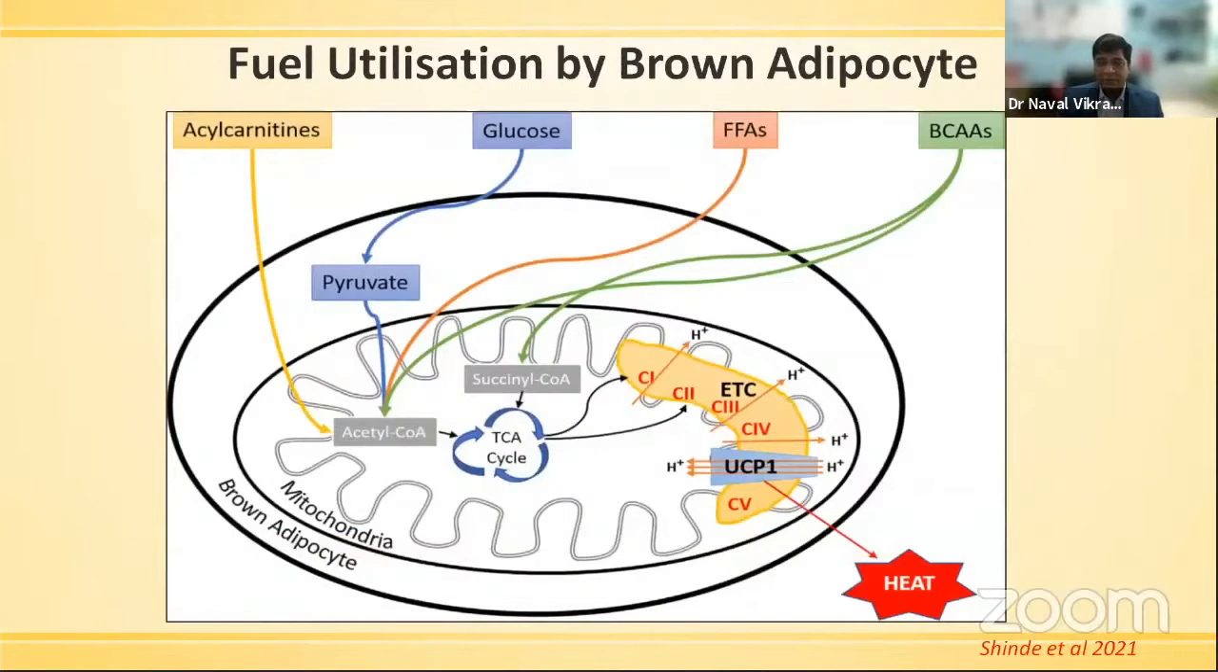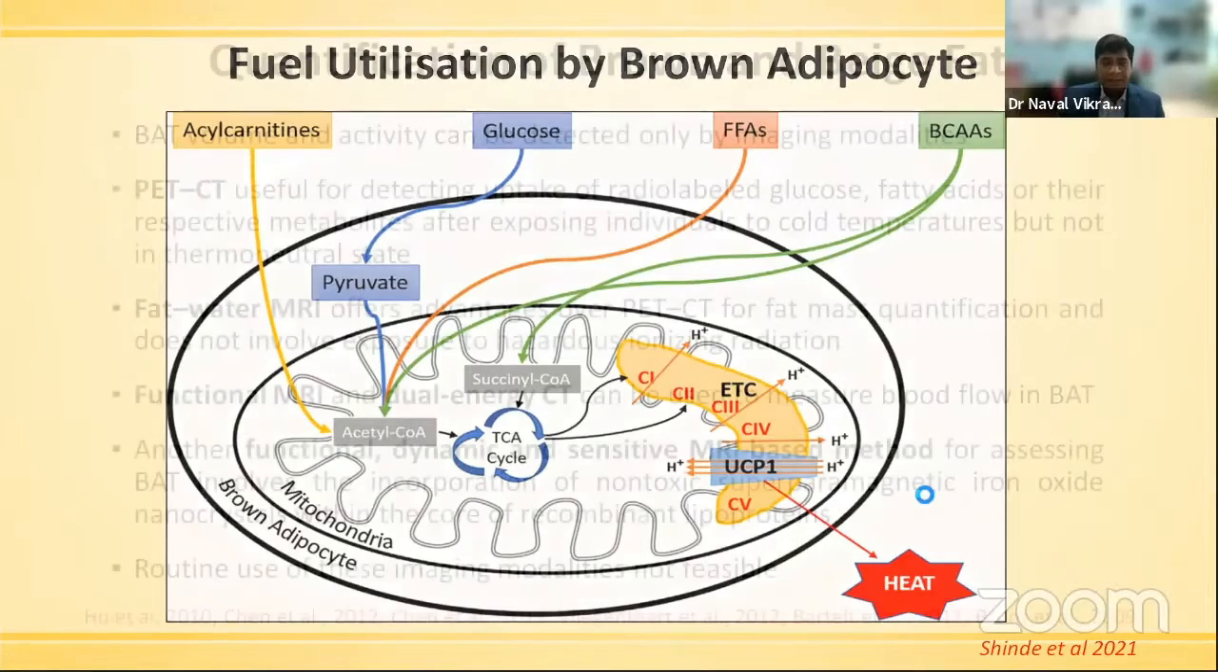So, the beauty of the brown adipocyte is that it can utilize all kinds of fuel. It can utilize glucose, free fatty acids, branched chain amino acids, acyl carnitines, all kinds of fuels, and convert them into heat, that is the non-shivering thermogenesis.